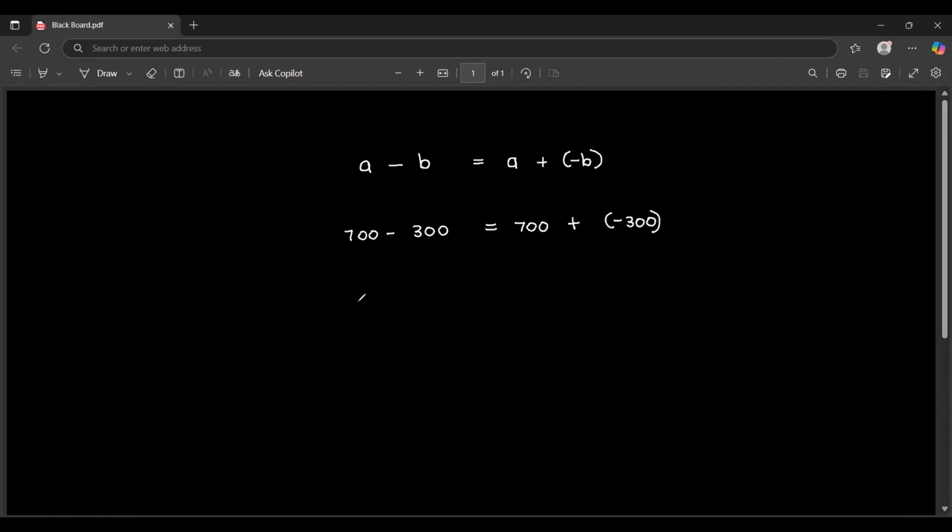Let's say we have 75 minus 37. Well, that will be equal to 75 plus minus 37. So what if you have something like minus 200 plus 73? Well, you can write it down as minus 200 plus 73. This is a basic thing that you have to keep in mind when you're doing subtraction by using two's complement. So let's focus on this.